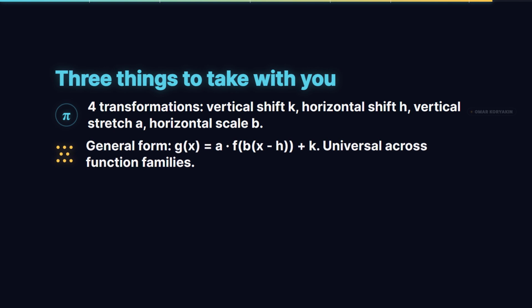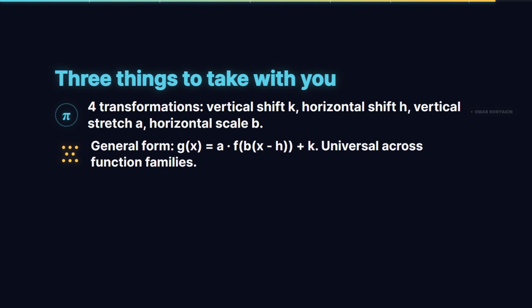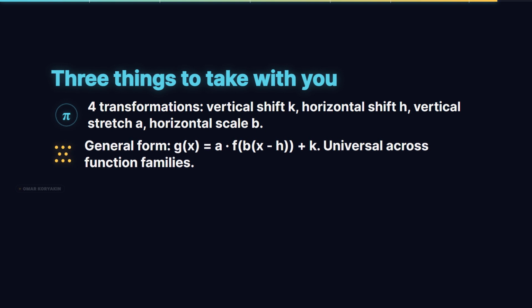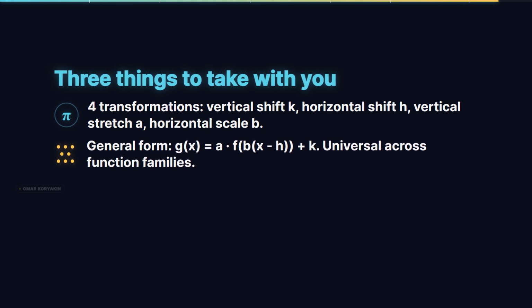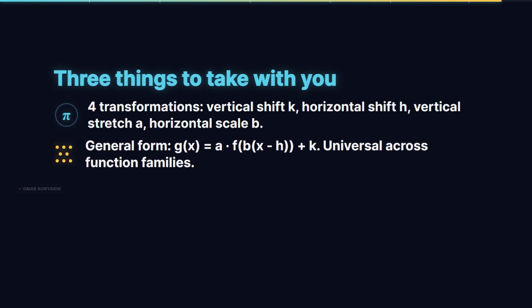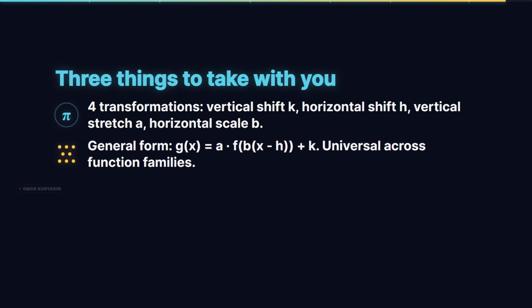Second, the general transformation form a times f of b times the quantity x minus h, plus k, captures all 4 moves in one compact expression. The same form applies to every function family: parabolas, absolute values, square roots, exponentials, logarithms, trig functions, and any others. Memorize the form and the parameter meanings once, and the transformation grammar transfers across every function family you will encounter for the rest of the algebra course and into calculus.